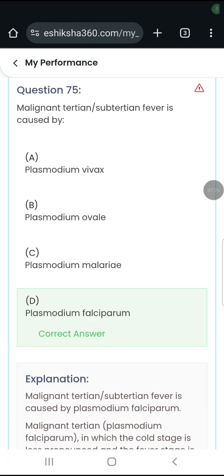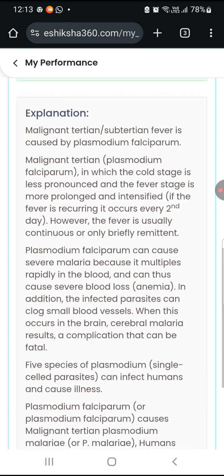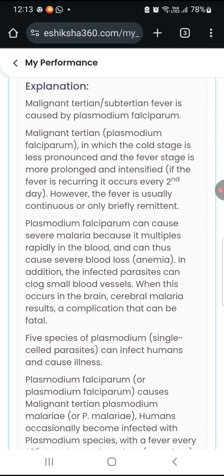Malignant tertian subtertian fever is caused by Plasmodium falciparum. Explanation: malignant tertian subtertian fever is caused by Plasmodium falciparum.